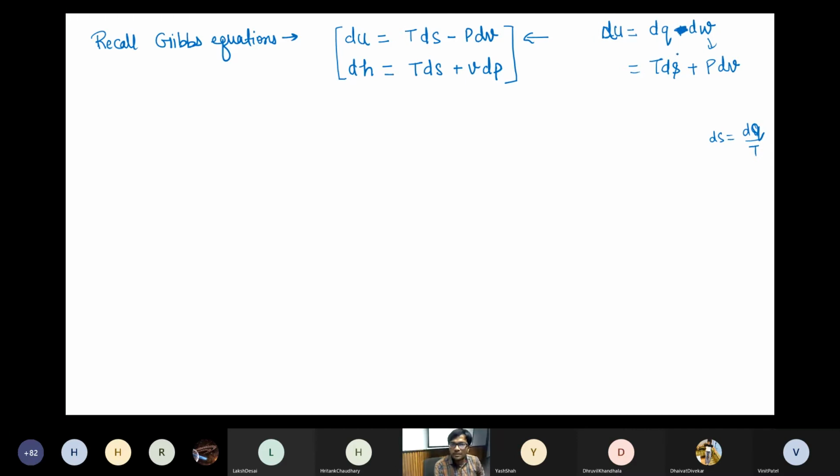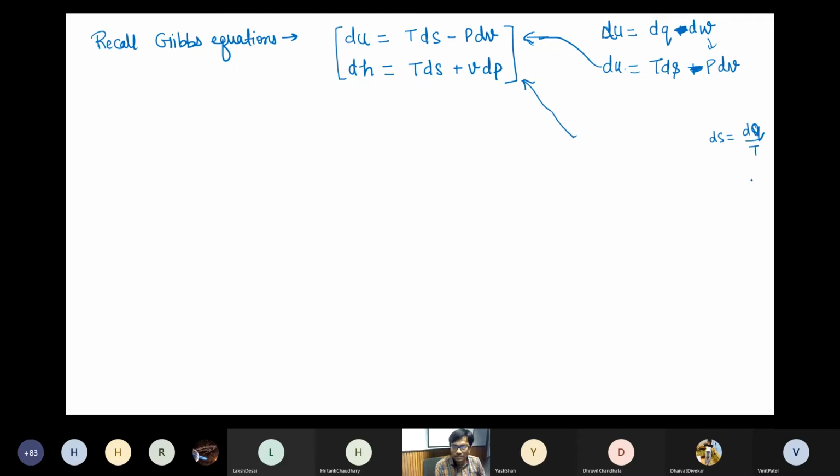Why? That's the basic first law, right? So we know that, and this term dU you can write in this way. Now let's derive dH.